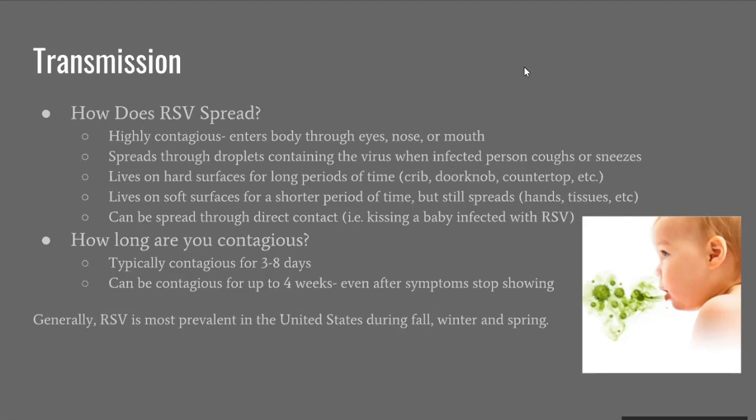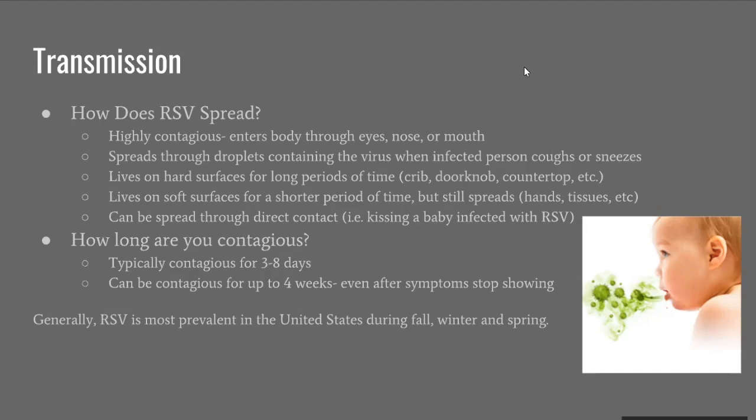So the germs from RSV can actually live on hard surfaces for up to 6 to 8 hours. So that could include anything that they might touch, a crib, doorknob, countertop, anything like that. So say someone with RSV went and opened a door, and then 4 hours later you went to open that same door and you both touched the doorknob, and then you touch your eyes, you could get RSV as well. That virus can still be living there.